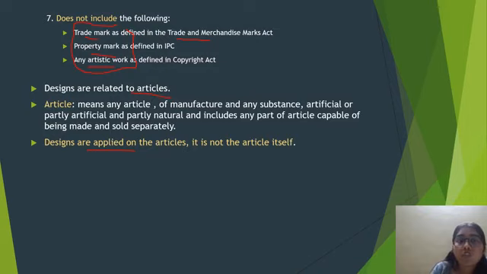And now what is this article? The article means any article which is a manufactured article, or it can be any substance. It can be an artificial substance, it can be partially artificial and partially natural substance, and it also includes any part of an article capable of being made and sold separately. And this article must be capable of being made and sold separately. So these articles are called articles under the Designs Act.